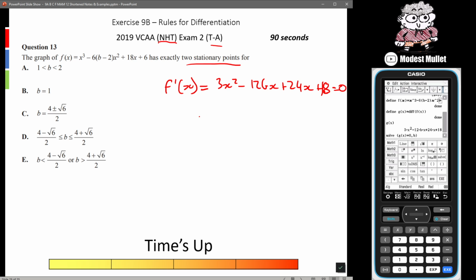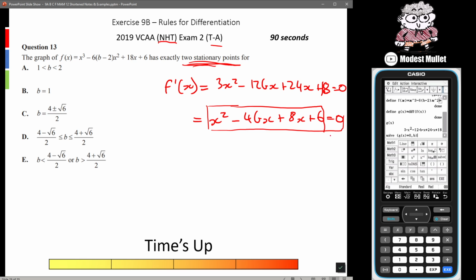We can see that there's a common factor of 3, so we can take that out. So we now get x squared minus 4bx plus 6x plus 8x plus 6 is equal to 0. It has 2 stationary points. So if we think about this, this tells us this. We graph the actual derivative. It's a regular quadratic. It's going to look something like that.